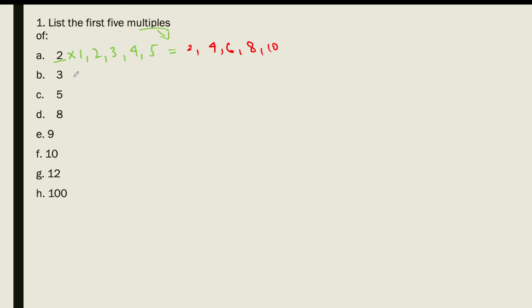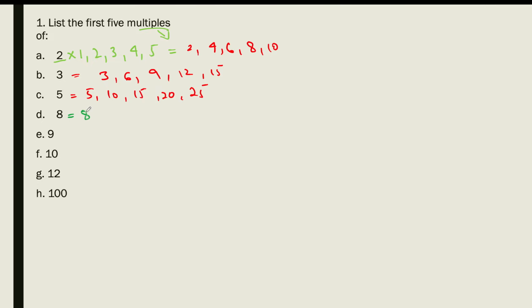The first 5 multiples of 3 are 3, 6, 9, 12, and 15. 3 into 1 is equal to 3, 3 into 2 is equal to 6, 3 into 3 is equal to 9, 3 into 4 is equal to 12, 3 into 5 is equal to 15. The first 5 multiples of 5 are 5, 10, 15, 20, and 25. Then for 8, we have the first 5 multiples.